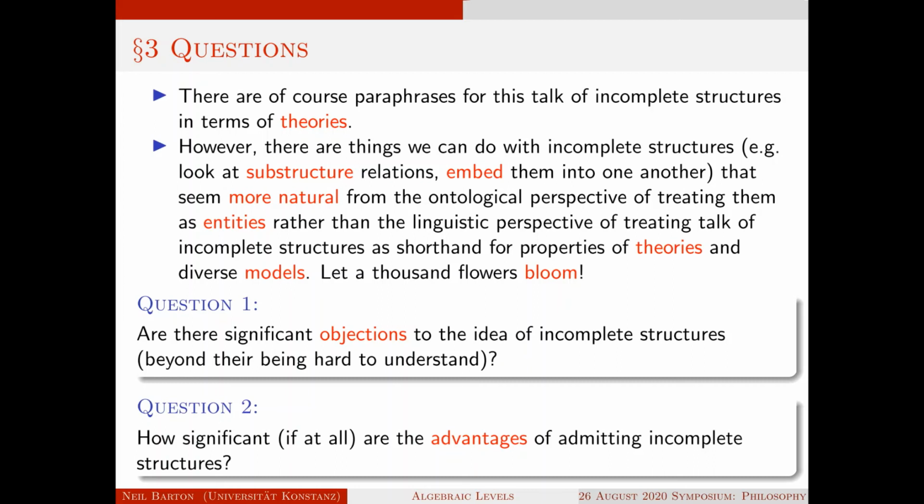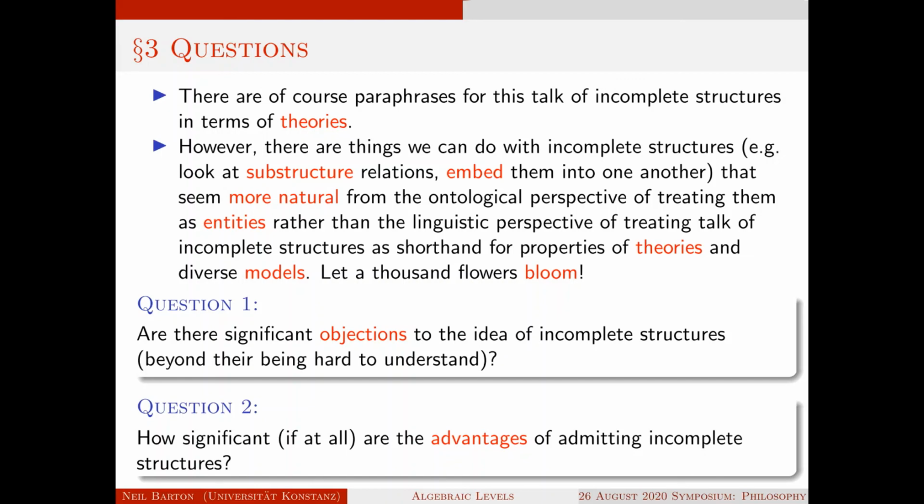So again, in slogan form, let 1,000 model theoretic flowers bloom. You can still have the Barton and Walsh way of looking at things, but by admitting incomplete structures, perhaps you would come to some nice mathematical insights or come up with some nice mathematical tools. Okay, so here's two questions that I'd love to hear people's thoughts on. The first is, are there significant objections to the idea of incomplete structures beyond the fact that, as Sean and Tim correctly identify, they're a little hard to understand in some sense, but are there really significant problems that we can come up with philosophically speaking?